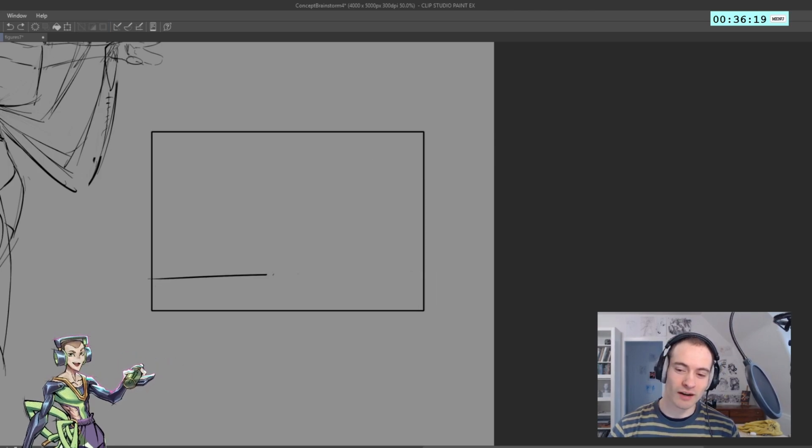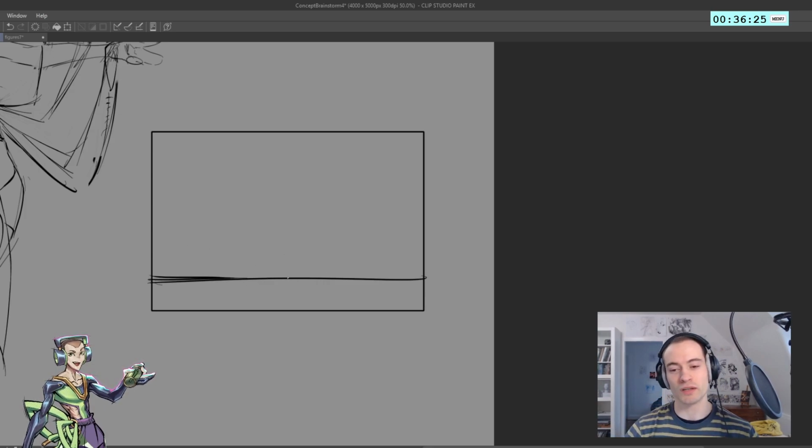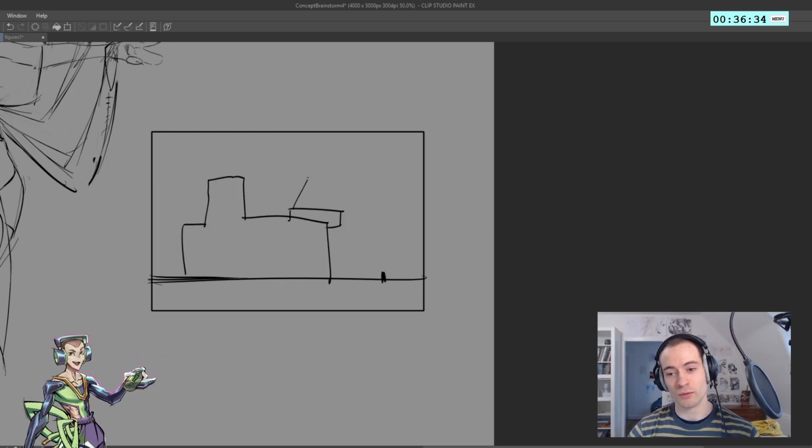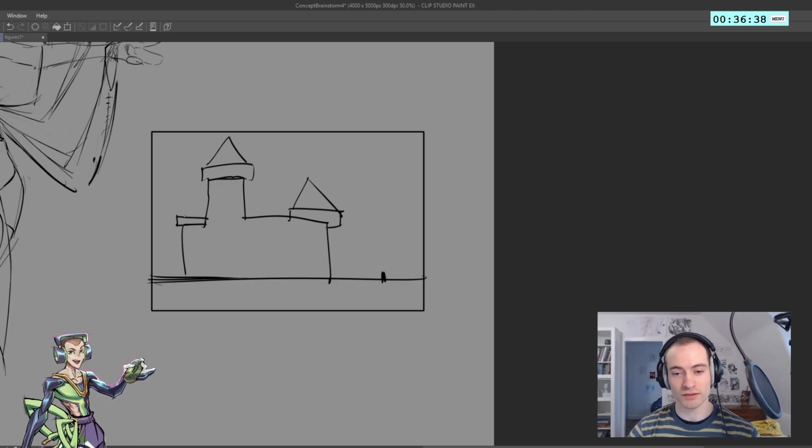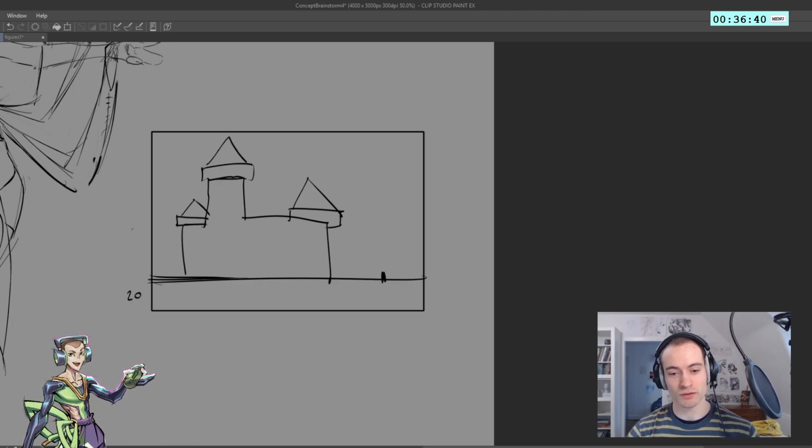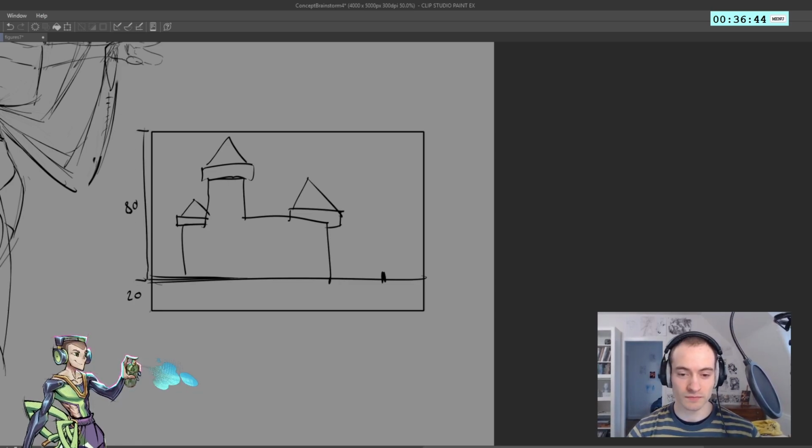Then you want to know about 80-20. When is 80-20 good to know? 80-20 is good to know when you want to show scale. Little guy, big castle. Oh wow. Why is this castle so big right now? Well, because there's a huge discrepancy between 20 and 80. So this is huge. This is small.